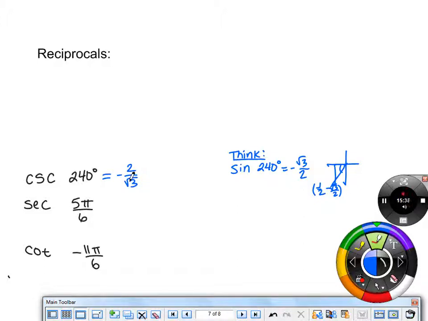Issue with leaving this as our final answer is what? Yeah, so we need to rationalize the denominator. So I'm getting negative 2 root 3 over 3. Okay. Is that okay to clarify the thought process and then how I get the actual answer?